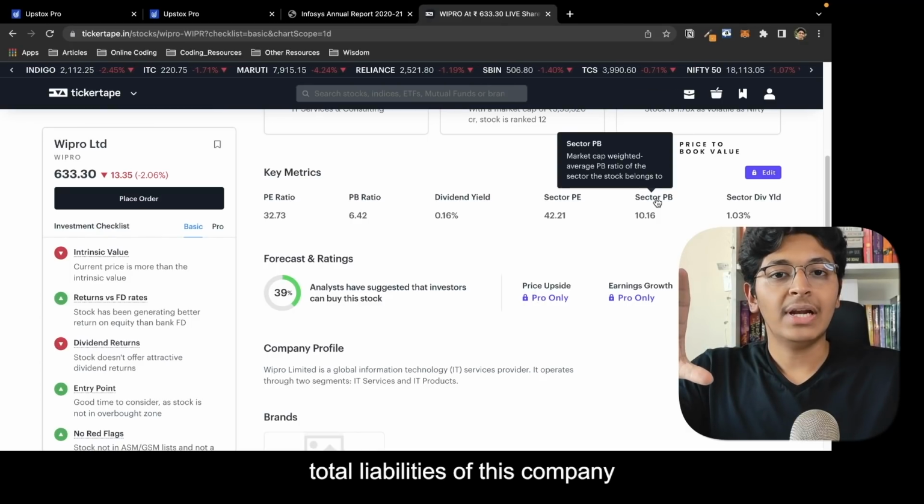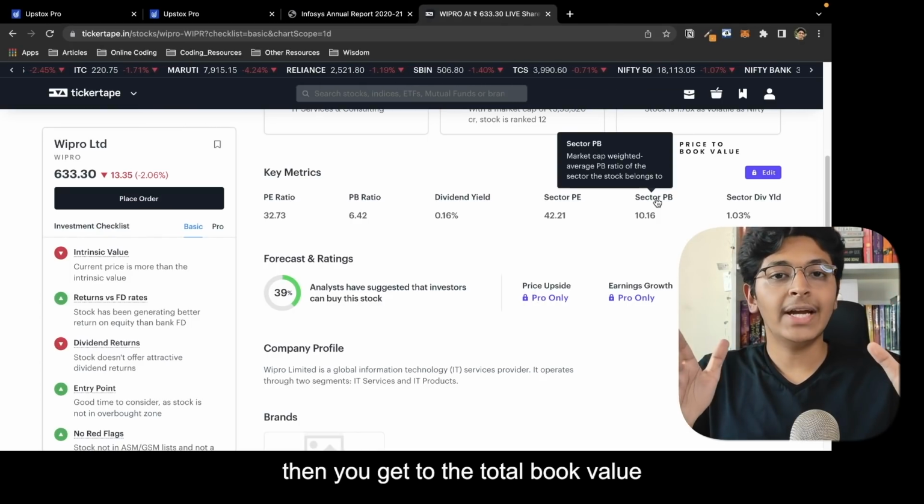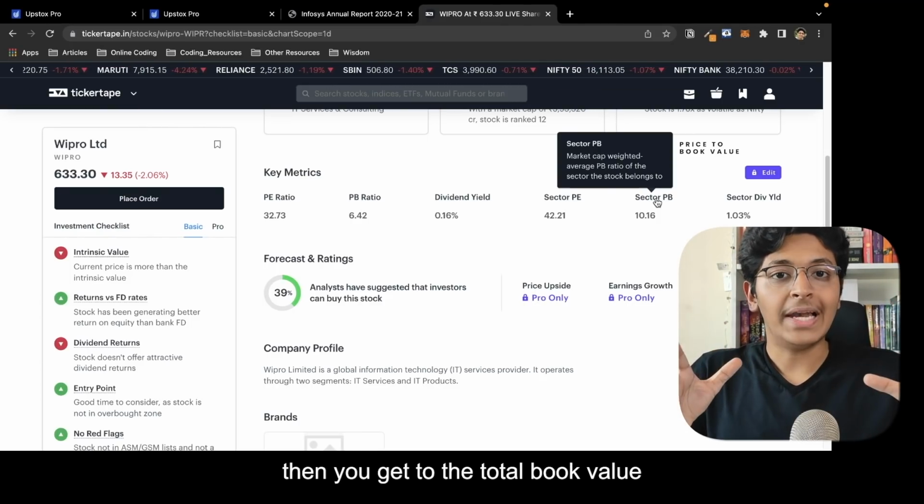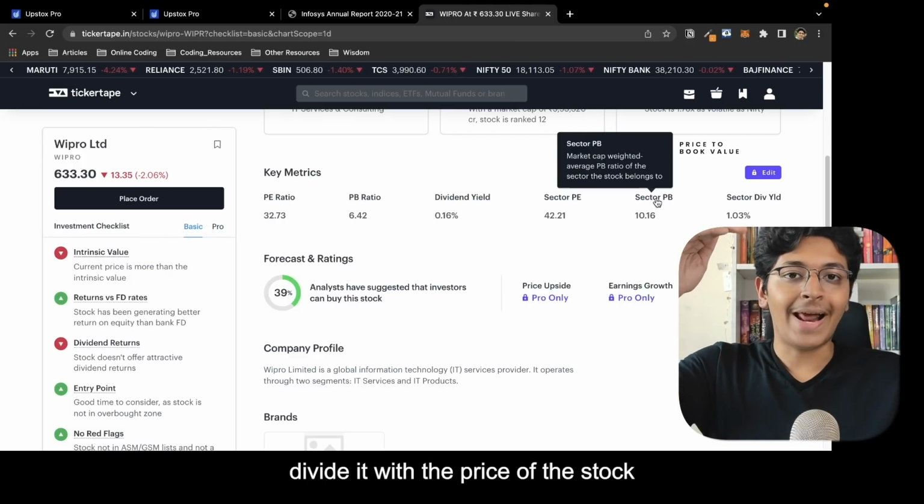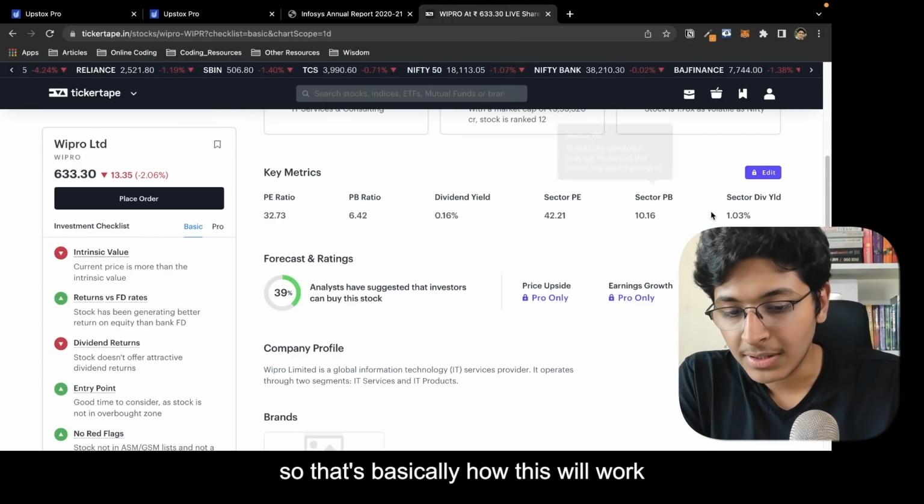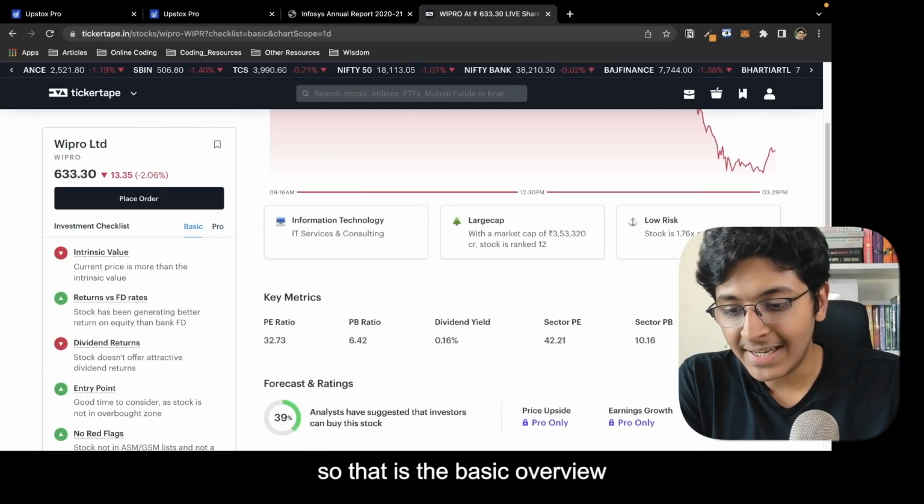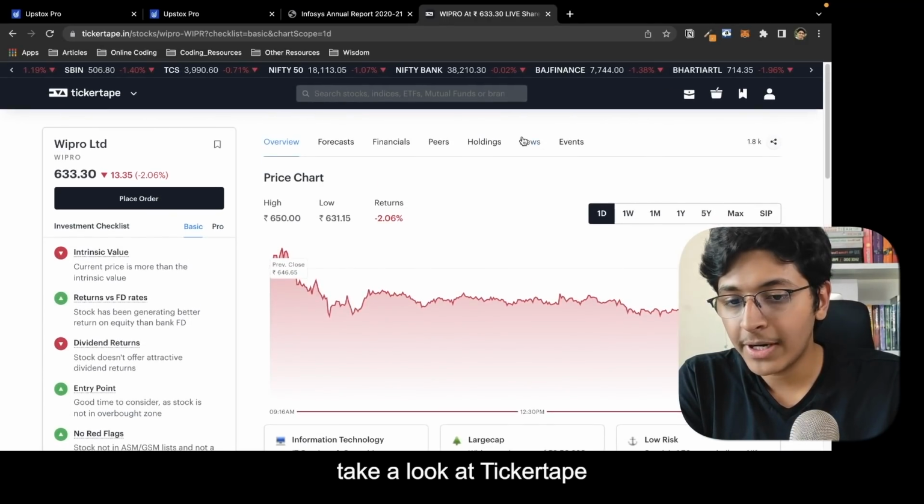Subtracting that from the total liabilities of this company, you get the total book value of this company, and then you divide it by the price of the stock. So that's basically how this will work, right? That is the basic overview. Take a look at Tickertape.